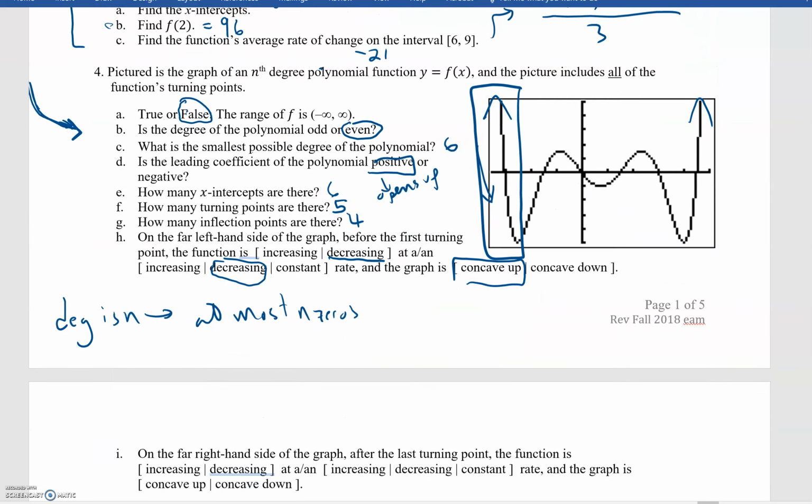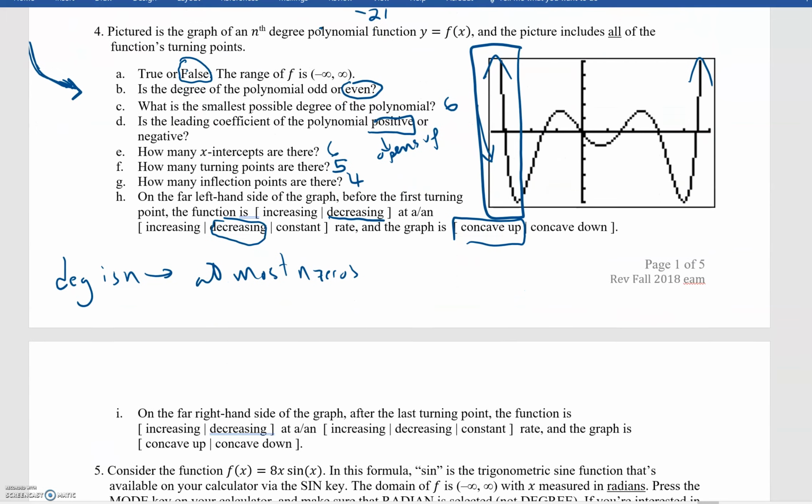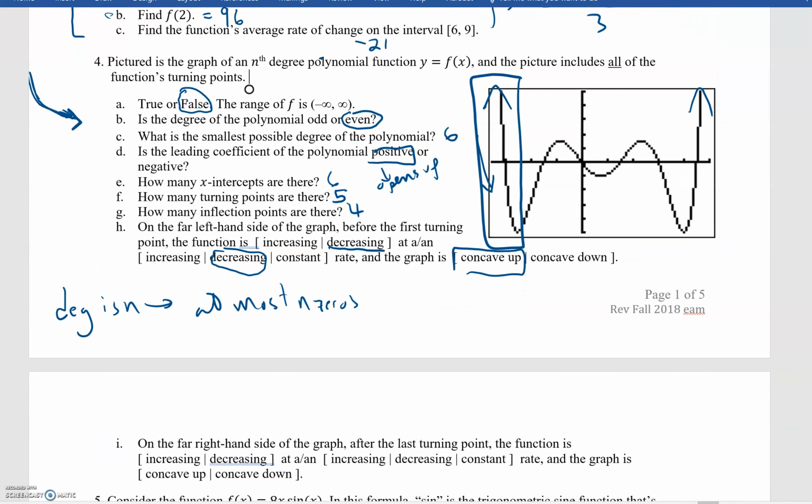Okay, I think that's all for number 4. Oh, no, there's one more. On the far right-hand side of the graph, so over here, over there the function is increasing, and it's increasing at an increasing rate. It's doing this. And over there we are concave up again.